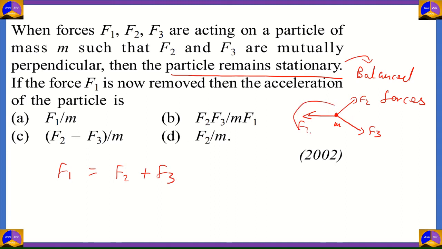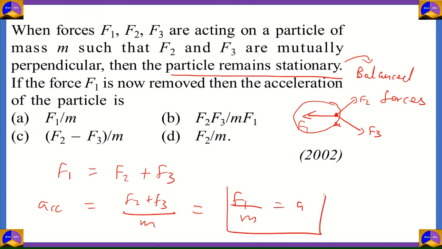Now if we remove the force F1, there will only be F2 and F3 acting on it, and their resultant force will make this particle move. And so the acceleration of that particle will be F2 plus F3 divided by the mass. Since F2 plus F3 is equal to F1, you can write that as F1 divided by m. So the acceleration of that particle is equal to F1 divided by m. If you look at our options, you can see that option A is the correct option for this question asked in 2002.